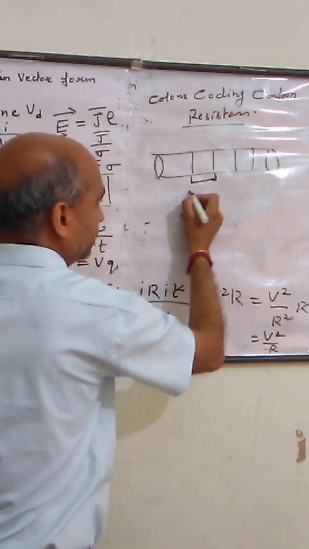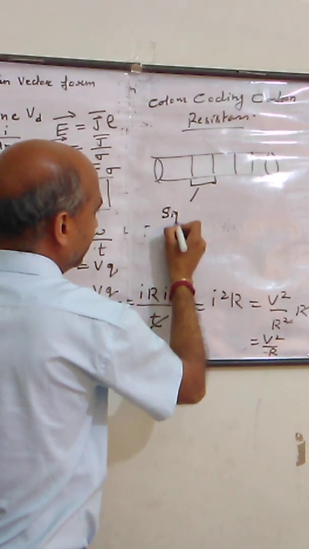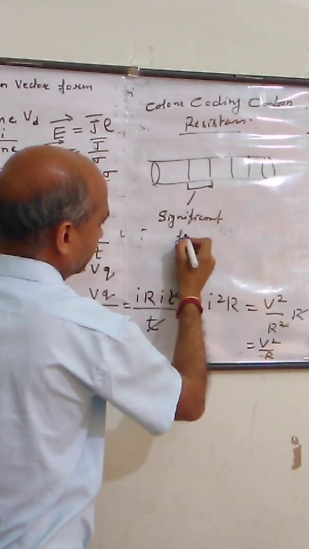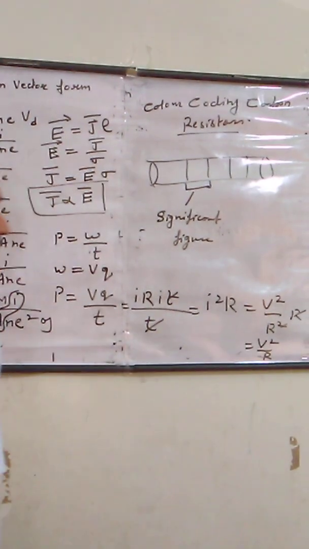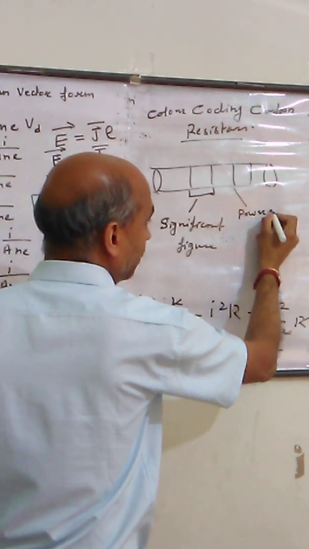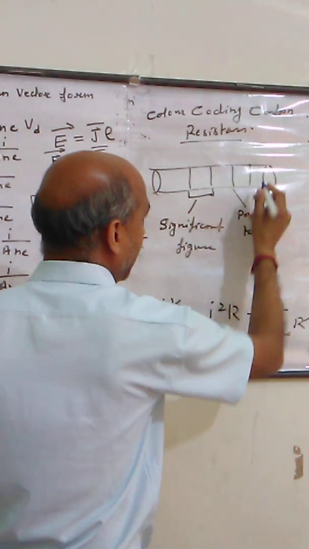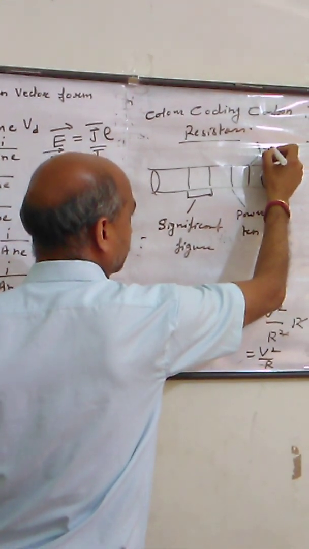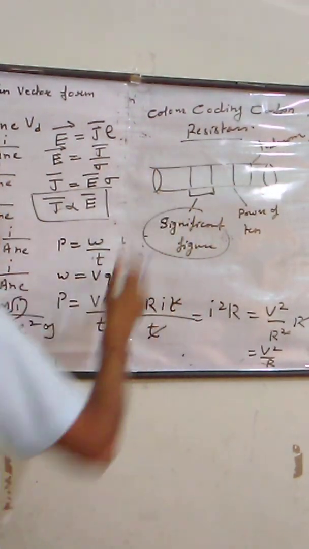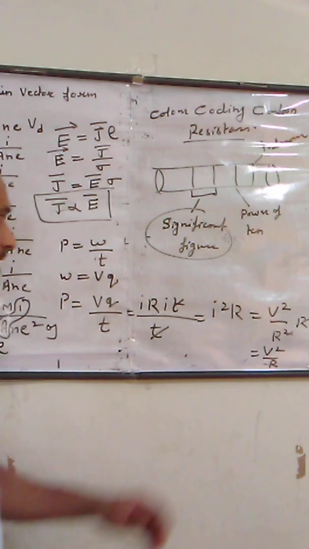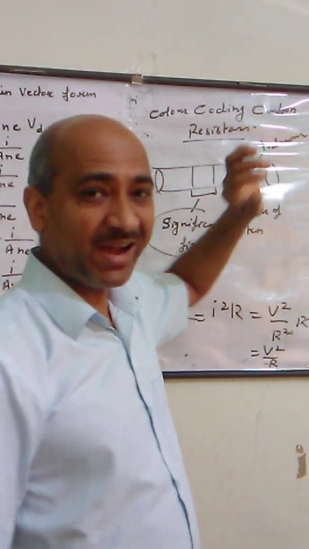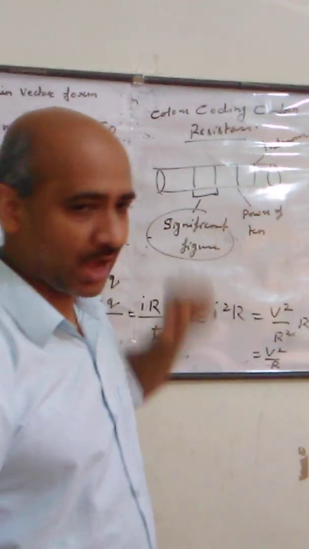These 2 bands represent significant figures. This gives a significant number, and this third band is for power of 10, and this fourth band is for tolerance. So these 2 bands give me the particular significant figures, this gives me the power of 10, and this fourth band gives me the tolerance of this carbon resistor.